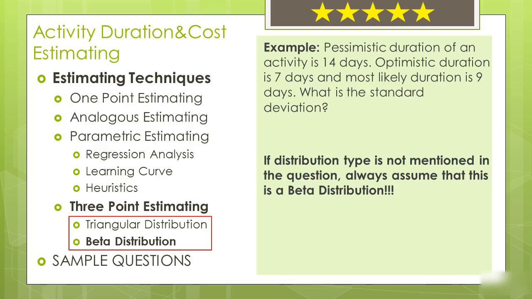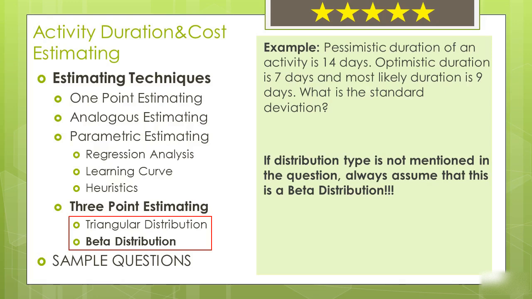Before solving the question, please note that in the PMP exam, if distribution type is not mentioned in the question, always assume that this is a beta distribution. Since in our example, it doesn't mention what type of distribution we should consider, then we will assume that this is a beta distribution.